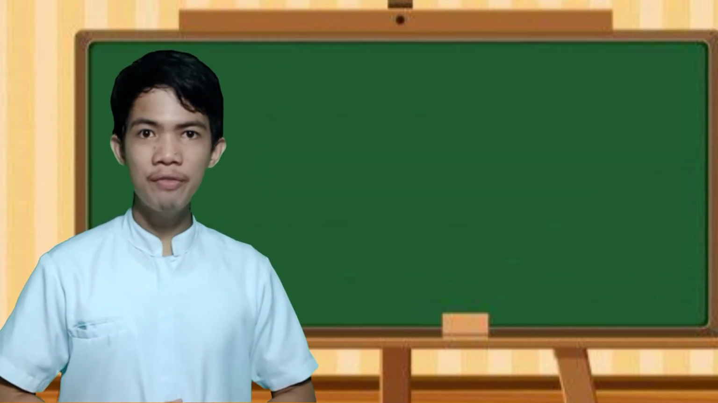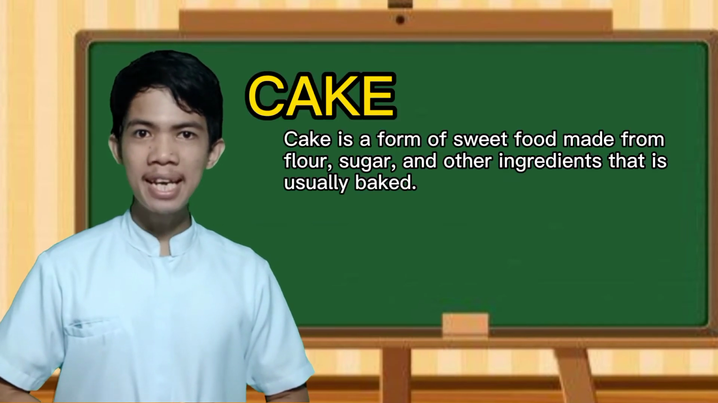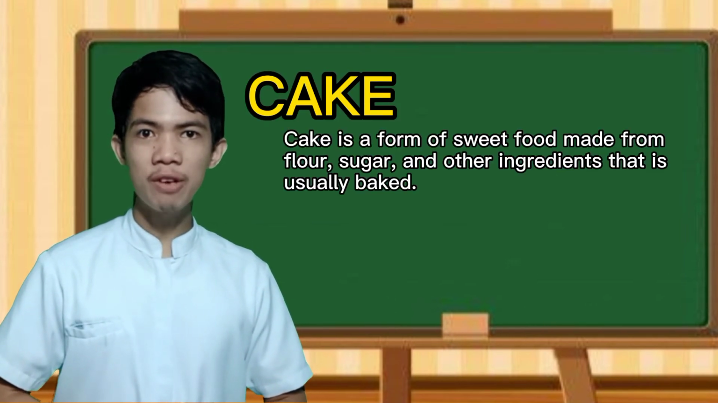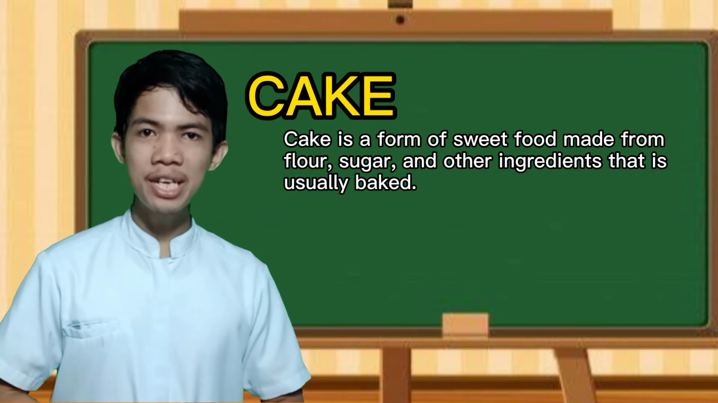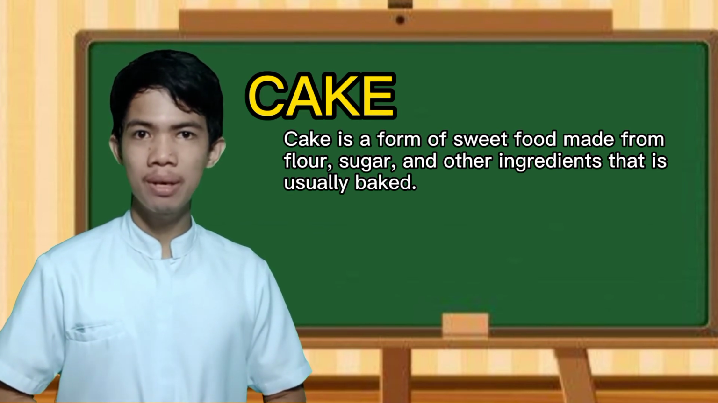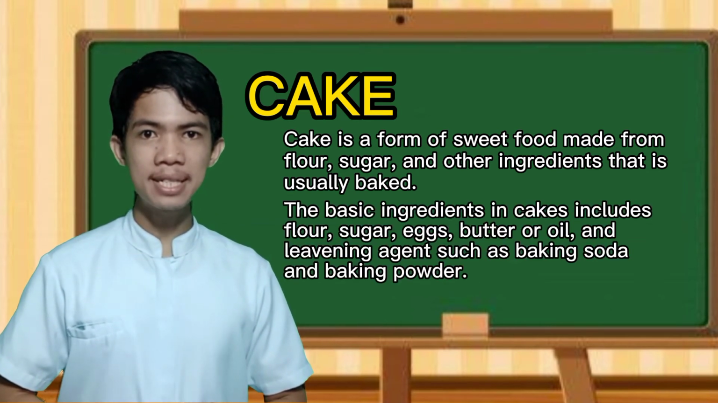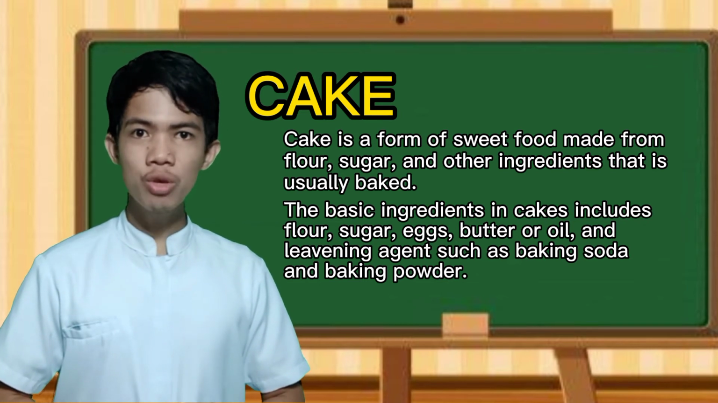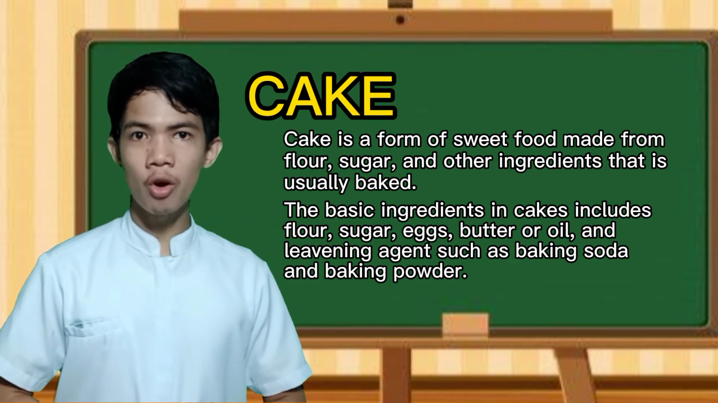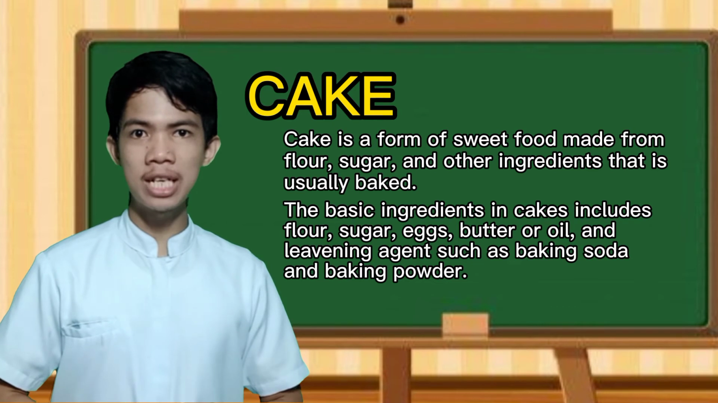First, let's define cake. Cake is a form of sweet food made from flour, sugar, and other ingredients that is usually baked. The basic ingredients in cakes include flour, sugar, eggs, butter or oil, and leavening agents such as baking soda and baking powder.